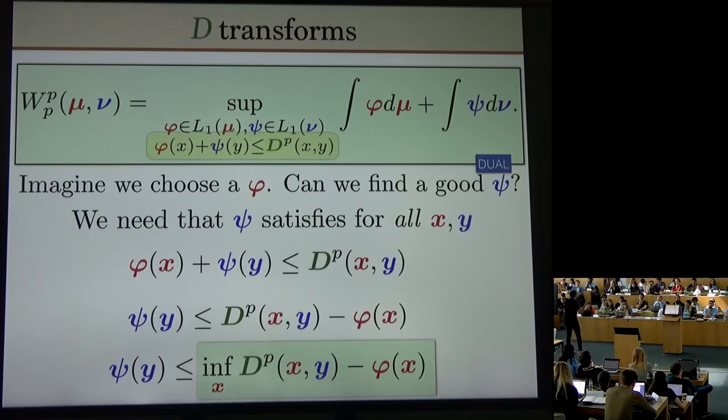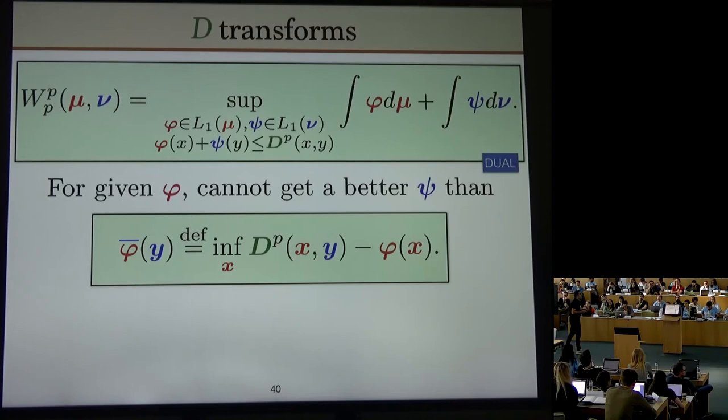So I'm going to take the infimum, the smallest, of all y's, of all x's, sorry, of the distance between x and y minus phi of x. Okay? Does that sound reasonable? If you want something to be smaller than a big collection of things, then you can just simply take the smallest of those things and say, my thing is smaller than the smallest of those things, and that's fine. Right? And so this is the one function that you can come up with for psi.